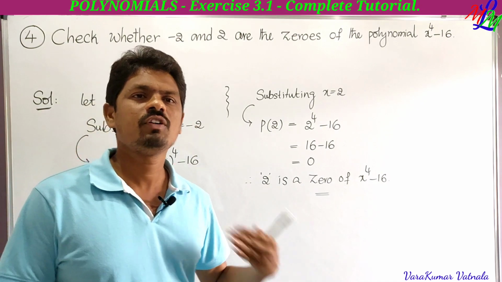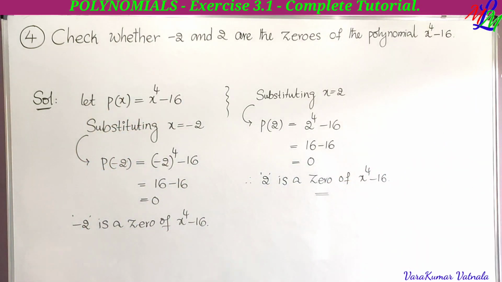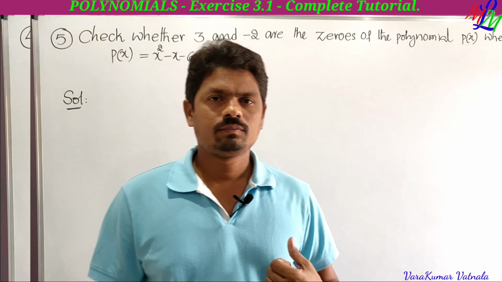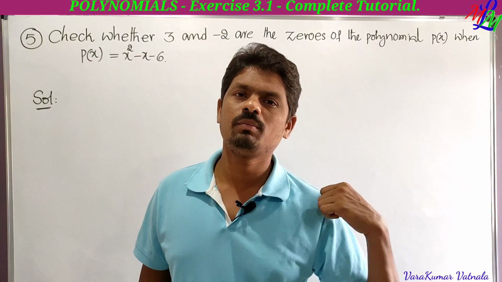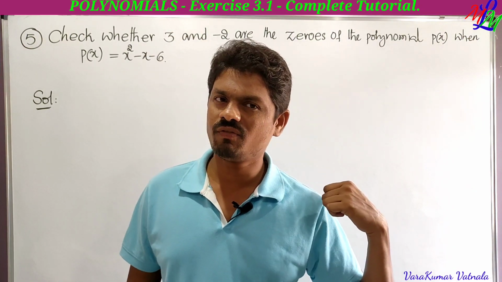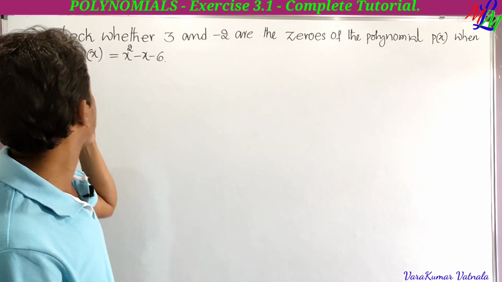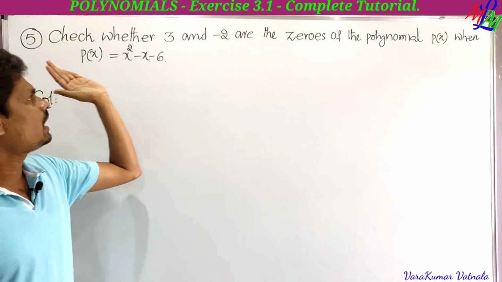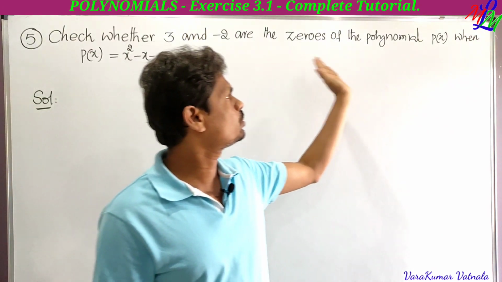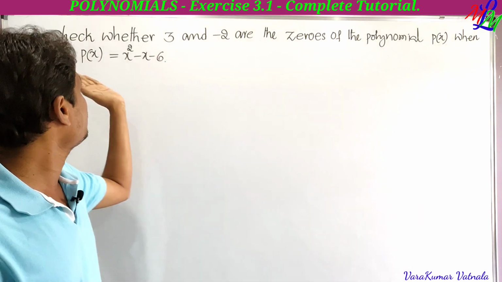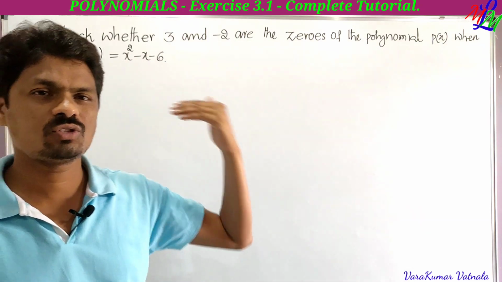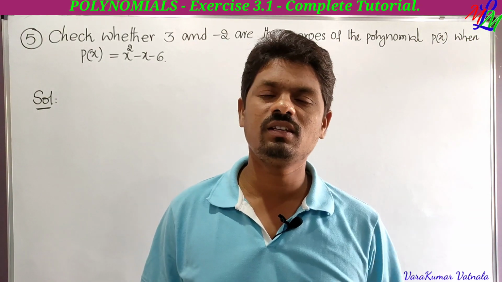Next we have to solve the fifth problem. This is the fifth problem from exercise 1, student. See here what he is asking again. We check whether 3 and minus 2 are the zeros of the polynomial p of x, when p of x is equal to x square minus x minus 6.